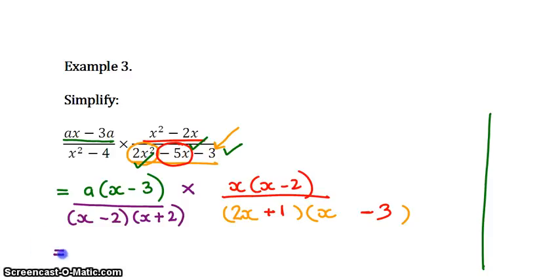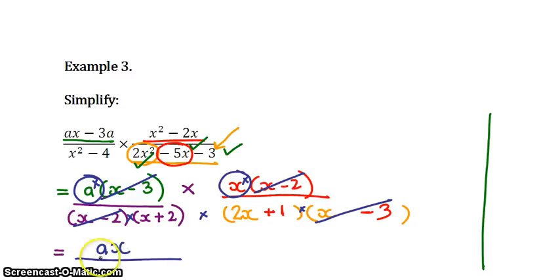Now, do I have one term over one term? Because if I do, I can start cancelling. Well, I've got a times a bracket times x times a bracket. That means the whole of that top is one term. At the bottom, I've got a bracket times a bracket times a bracket times a bracket. So the bottom is one term, which means if I have brackets which are identical on the top and the bottom, x minus 2, I may cancel. X minus 3, I may cancel. So what am I left with? I'm left with a and x. So a times x I could write as ax. The bottom I'm left with x plus 2 and 2x plus 1.